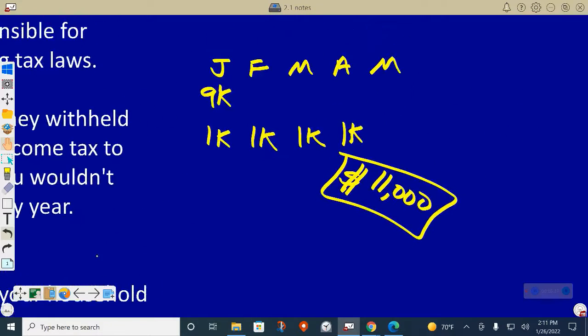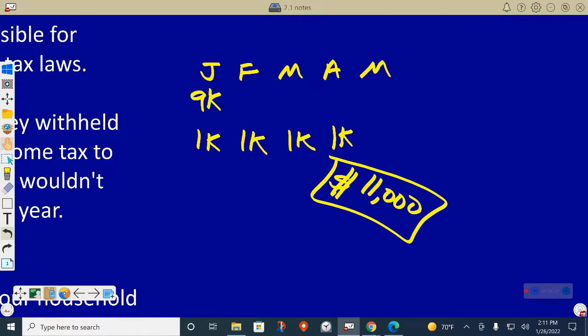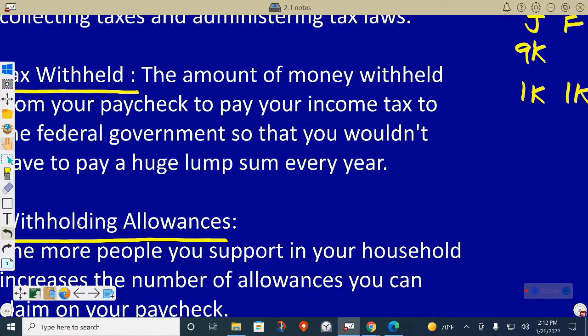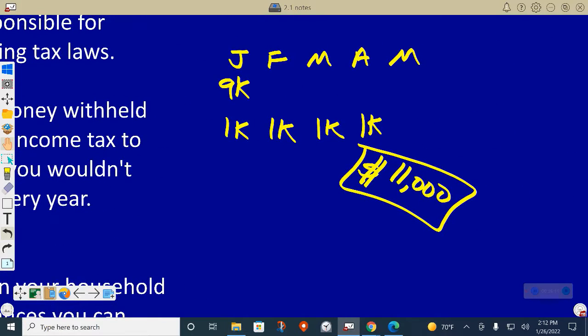Remember they took out 1,000 each month? When I had kids, I claimed them on my tax forms. So they allowed allowance. The word allowance has the word allow in it, right? They allowed me to keep more of my money because they knew I had mouths to feed and a family to raise. So they took maybe 500. You see, because I had a family to raise, so they allow me.